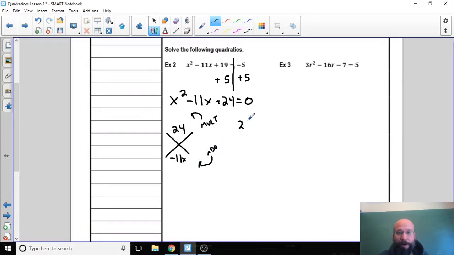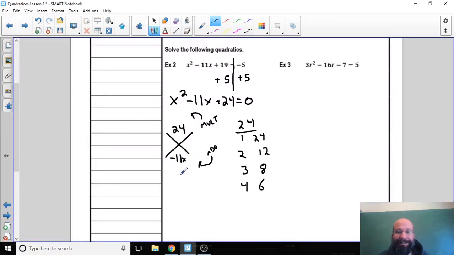So we need 2 numbers that multiply to 24 but add to -11. I'm going to write down all my factors of 24: 1 and 24, 2 and 12, 3 and 8, and 4 and 6. I did forget to see if there's a GCF, but remember, when this is a 1, there is no GCF. So which 2 of these will multiply to 24 and add to -11?